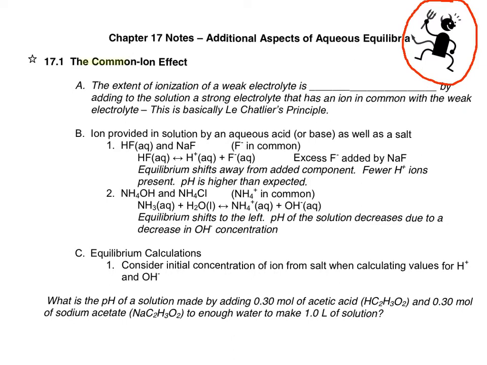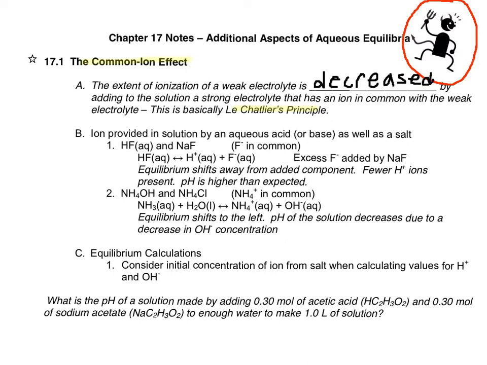The common ion effect is just another way of describing Le Chatelier's principle. It says whenever you put an ion into a solution that has that ion in it, it shifts the equilibrium away from that ion. So the substance's ionization is actually going to be decreased whenever you put the same ion in there, that causes the equilibrium to shift back.